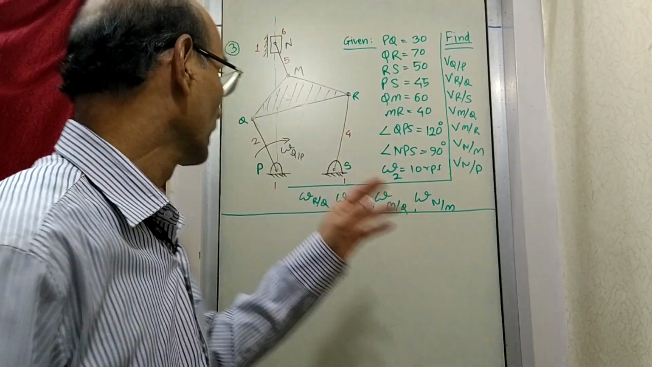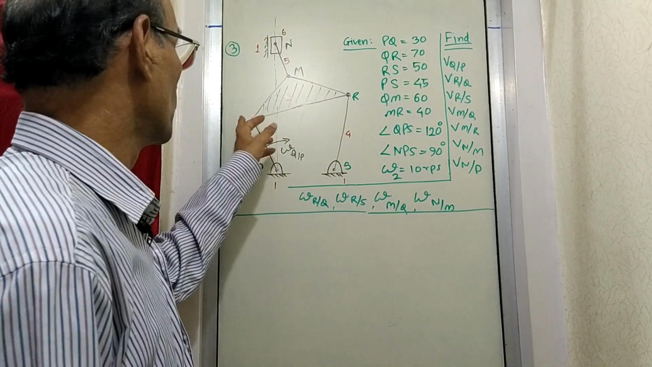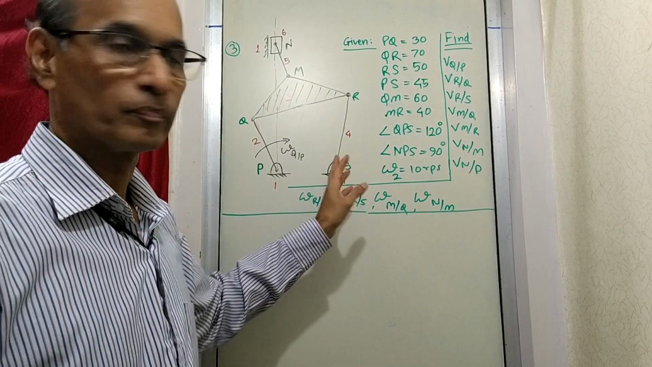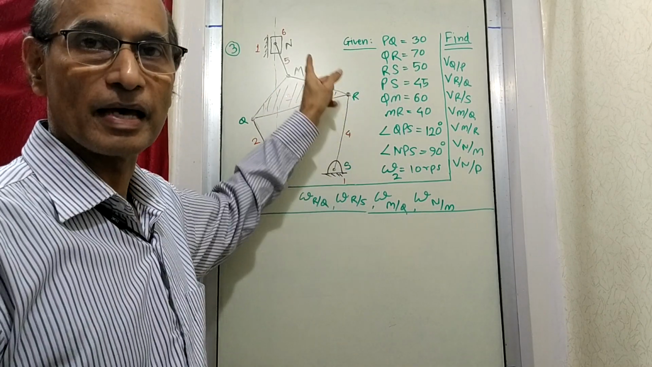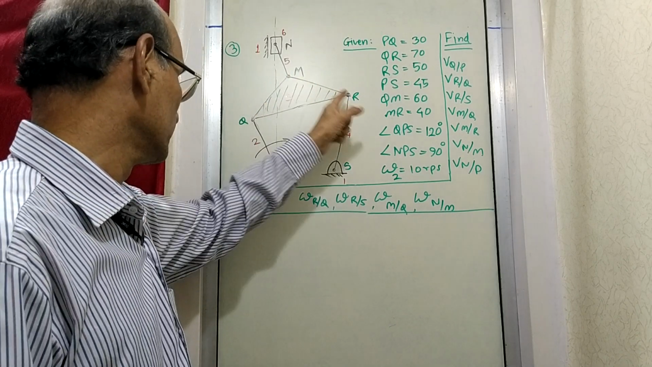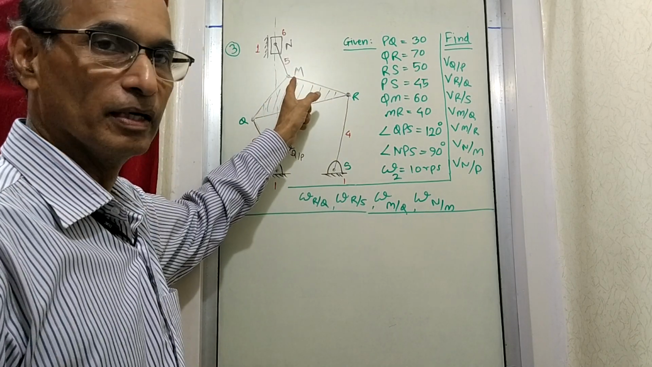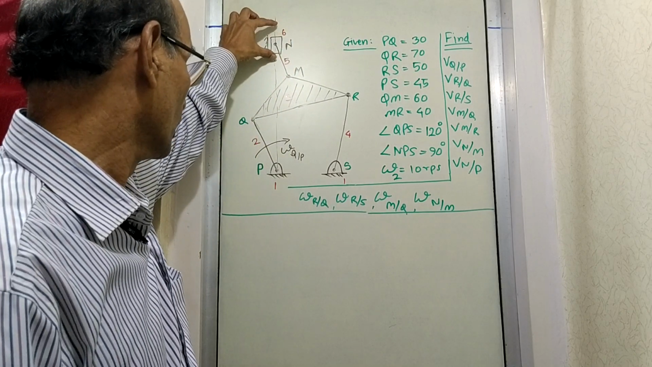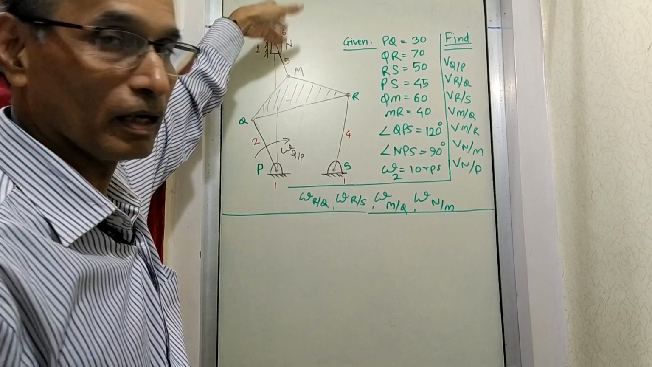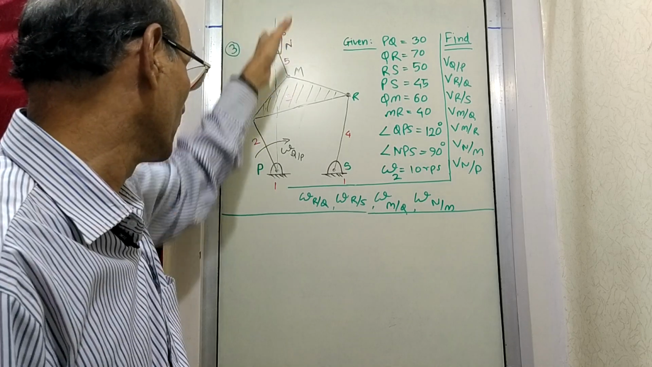See, there is a mechanism like this, P, Q, R, S. This is a mechanism. Link 1 fixed, link 2, link 3, link 4. Link 3 is expanded, so the shape of the link 3 is like this. There is one point M here, and then M is connected to N point, which is a slider. Now this slider is going to perform vertical sliding motion along the vertical line.